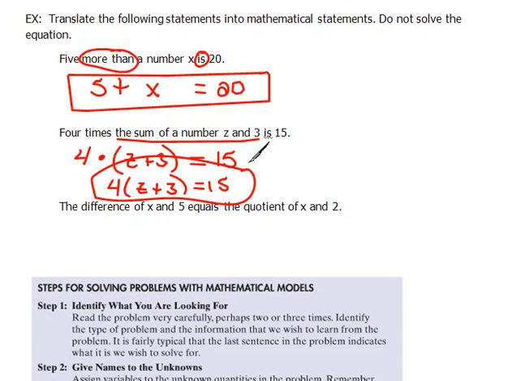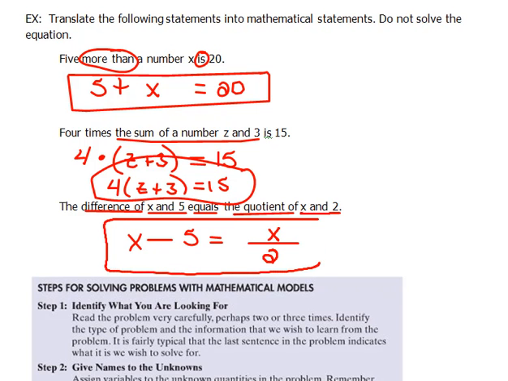The last one there says the difference of x and 5 equals the quotient of x and 2. Well, the difference of, that's a subtraction word. And what are we subtracting? We're subtracting x and 5. So we're taking x and subtracting off 5. Then we have the keyword equals, which is exactly what it says. And then the quotient of, that's telling us that we're going to be dividing two things. And what two things are we dividing? X and 2. So there is our mathematical statement.